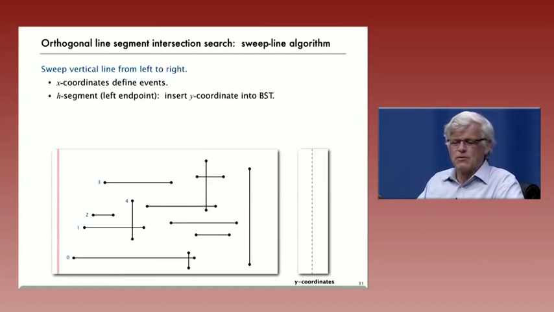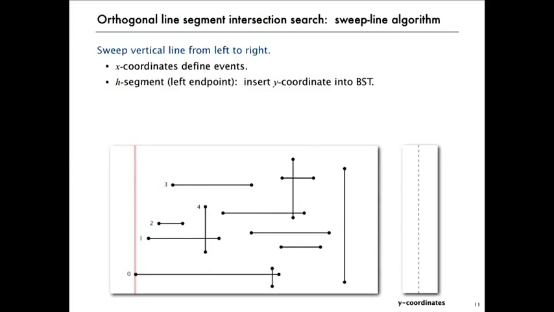First thing is, if we hit a horizontal line segment, we're going to hit the left endpoint first. And so what we'll do when we hit the left endpoint is insert the y-coordinate of that line into a binary search tree. So we're going to keep track of y-coordinates in a binary search tree. So that's what's happening over on the right there.